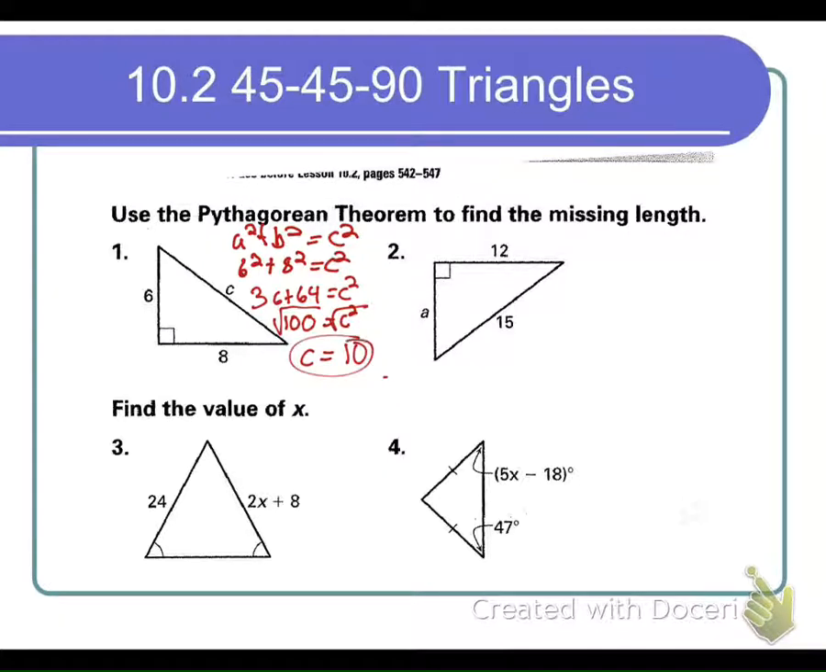Okay. The next one is still Pythagorean Theorem, but now we have our c squared value. So remember, c squared is the one directly across from our right angle. So we end up with 15 squared equals a squared plus 12 squared. So 15 squared.